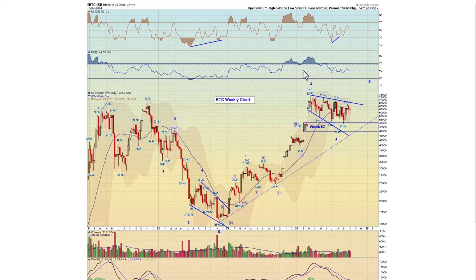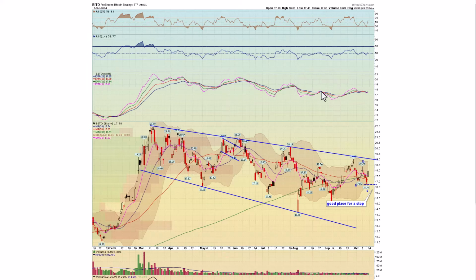Okay. Now, how to play that? Obviously, you can play Bitcoin itself. I'm sure quite a few of you own Bitcoin, but if you don't, you could trade the ETFs. BITO's one ETF. Again, needs to clear this downtrend line, but right now, I'm long some. I got a stop right at that higher low. You have a little ABC potential.